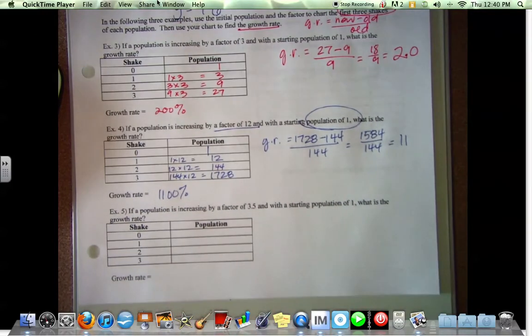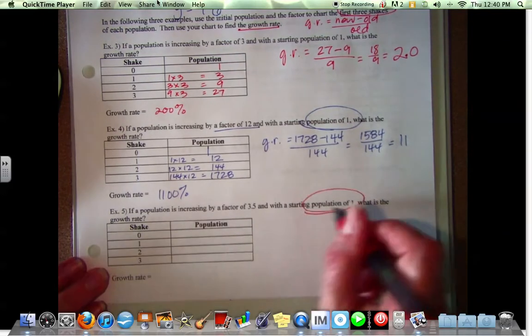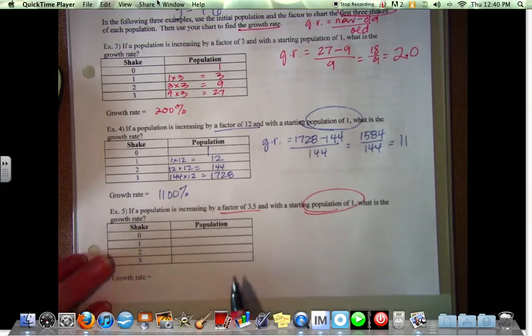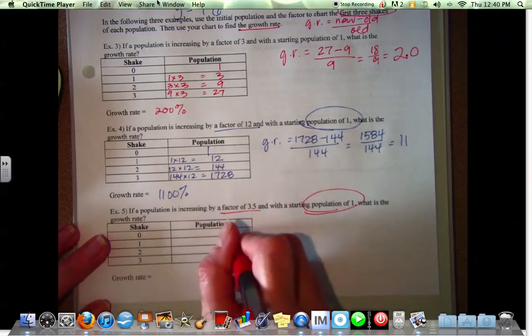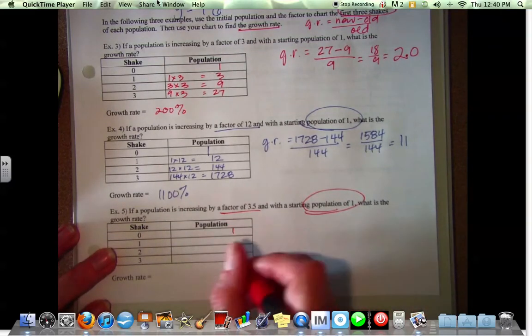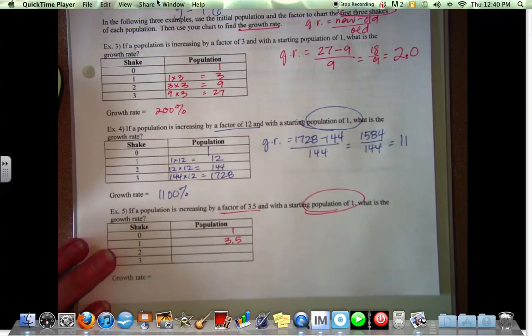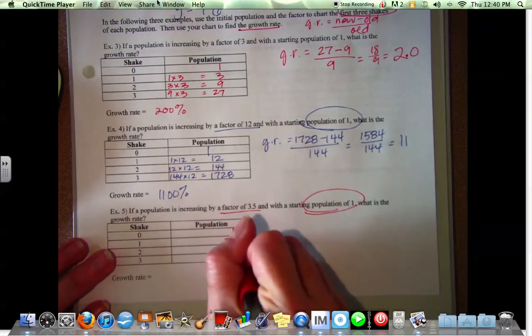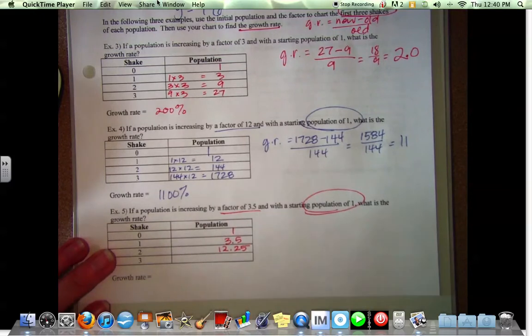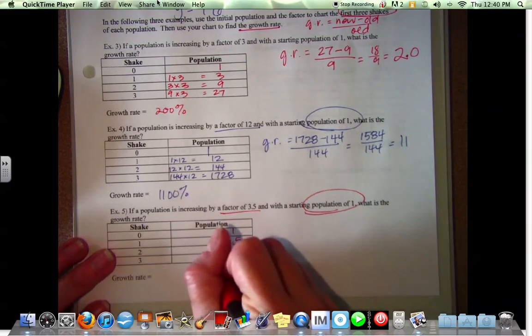Example 5. Population is increasing by a factor of 3.5 and it has a starting population of 1. So at shake 0, how much do we have? 1. At shake 1, we have 3.5. At shake 2, what do we have? 12.25. And at shake 3, what do we have? 42.87.